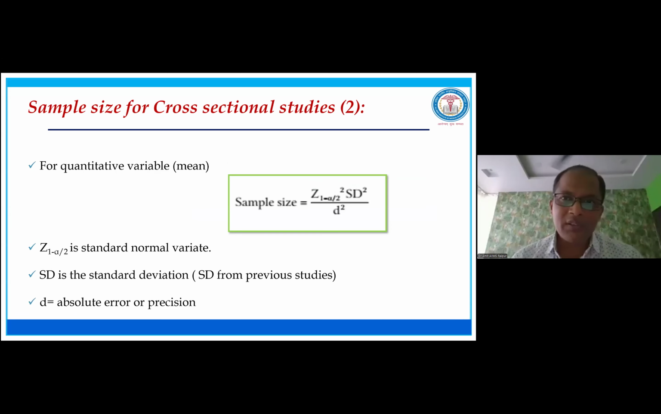In any cross-sectional study, if the outcome variable is a quantitative variable where we just want to find out the mean, for example, hemoglobin or the blood pressure, this is the formula where we need the standard deviation from a previous study. And again, D is the absolute error or the precision.